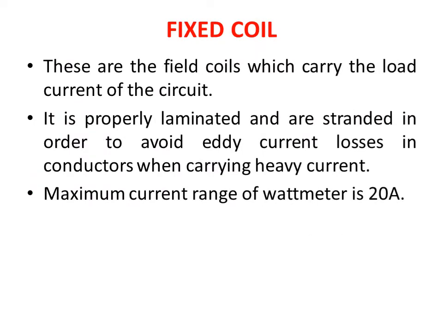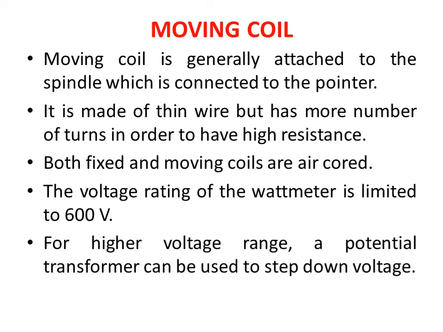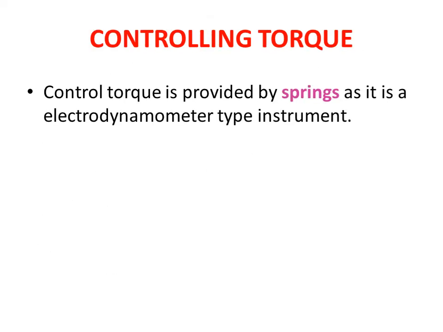The fixed coil is properly laminated, because this avoids eddy current losses. The maximum current range of the wattmeter is about 20 amps. And for the moving coil, the voltage rating of the wattmeter is limited to 600 volts. Now, you know very well that in instruments there are three types of torque. There is the controlling torque, the damping torque.